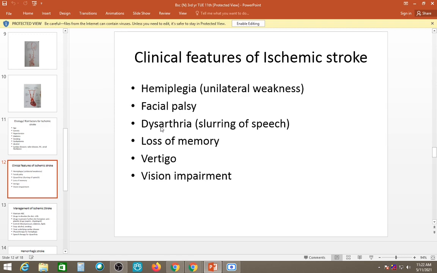So these are the clinical features of ischemic stroke. Hemiplegia or unilateral weakness, paralysis on one side of the body, facial palsy, dysarthria or the slurring of speech, loss of memory, vertigo, and vision impairment, all occurring very suddenly because of blocking of the blood vessels and very unlikely to improve immediately. It is persistent.